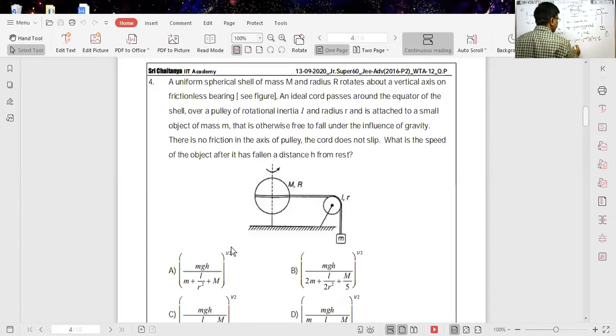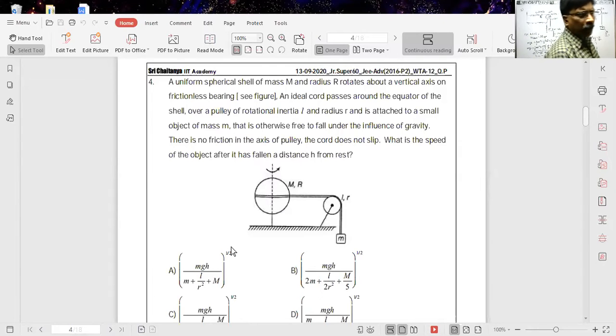In all terms, you take v square common, and if you simplify for v, then you will get the square root of 2 small mgh by (m by 2 plus I by 2 small r square plus capital M by 3), because here r square cancels, no? So this is the final answer you will get simply. This is the speed of this block whenever it falls through a distance h. The previous one and this one have almost the same approach, okay, but here an extra speed is also kept.